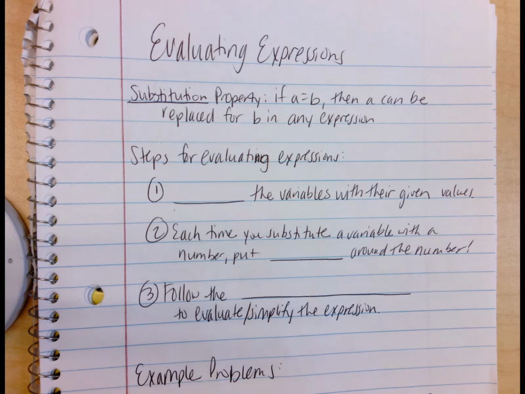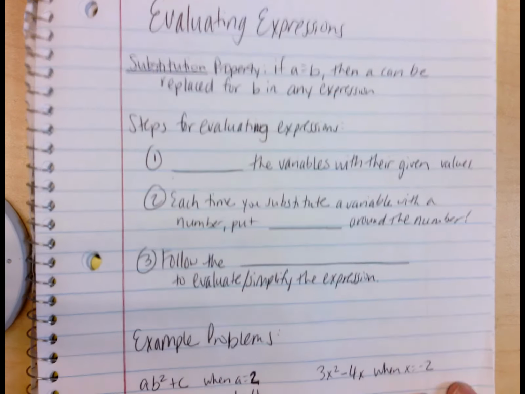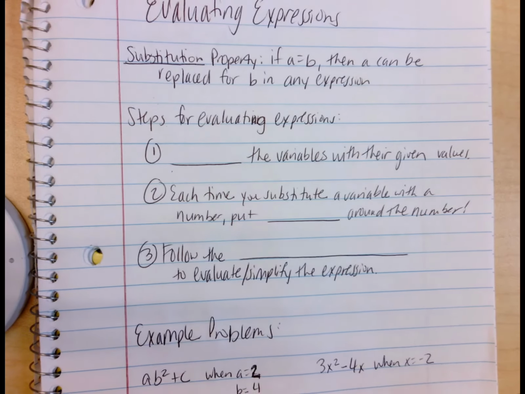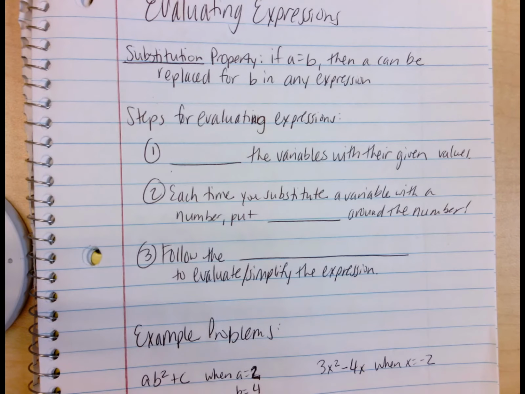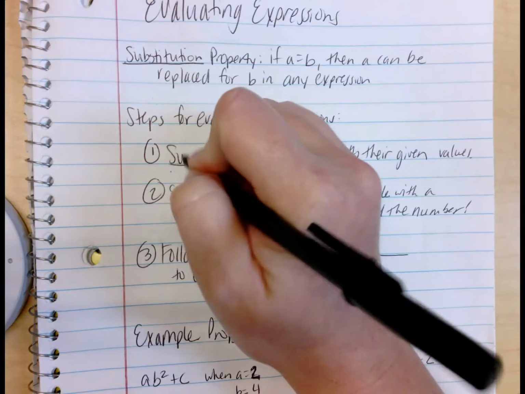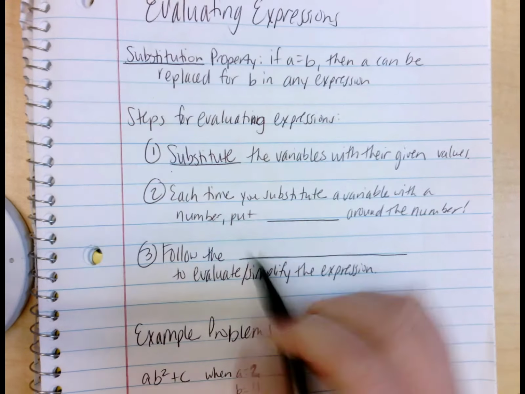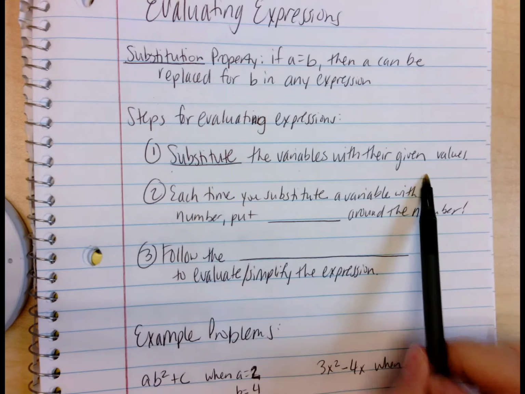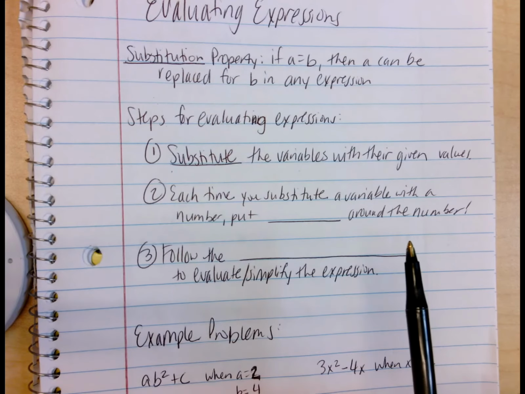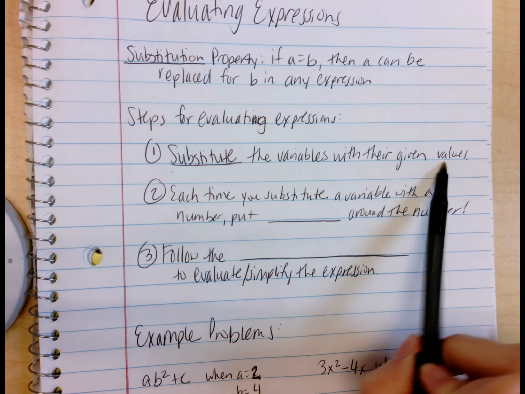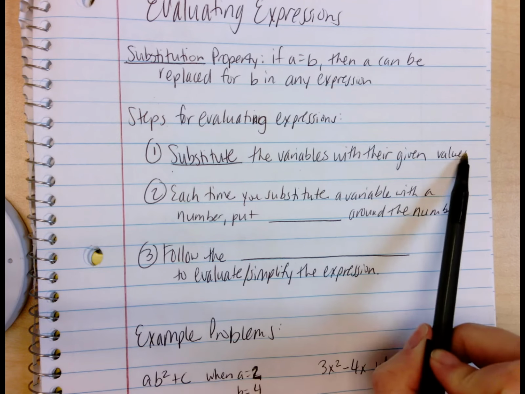If x is equal to the number 4, then at any point when I see an x, I can substitute the number 4 to represent that, and vice versa. Okay, so substitution property. So when we go to evaluate an expression, we keep in mind that substitution property. So the first thing we want to do is substitute. We substitute the variable with the given value, and you have your notes in front of you so you can fill this in or write it out on your notes on paper if you're doing that. So we're going to take that variable and we're going to substitute in the value that we've been given for it, the number that it's worth.